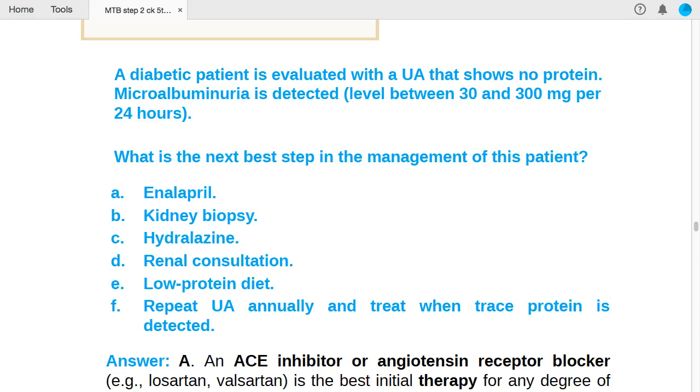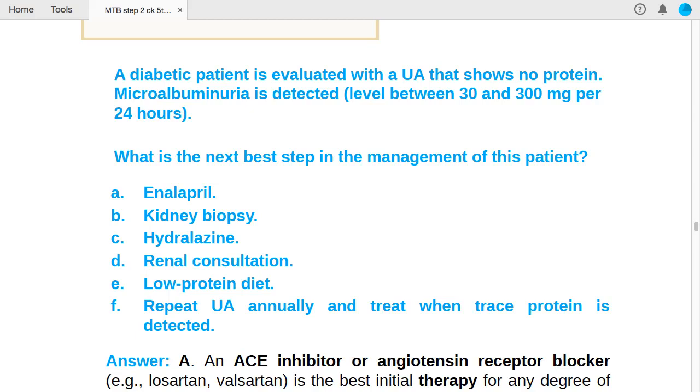What is the next best step? They are not asking you the best initial one. They are not asking you the most accurate one. They are asking you what is the next best step in the management of this patient. So the options are: start enalapril, that is an ACE inhibitor, kidney biopsy, hydralazine, renal consultation, low protein diet, or repeat your urinalysis annually and treat when trace protein is detected.